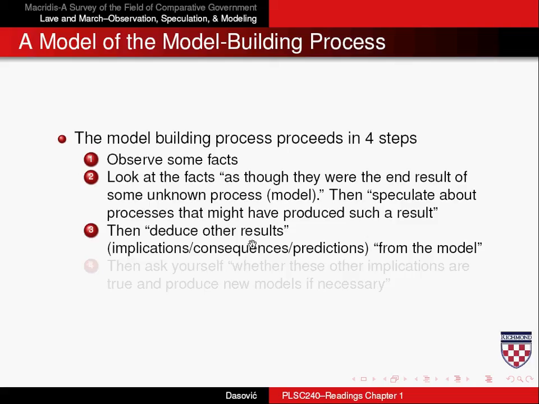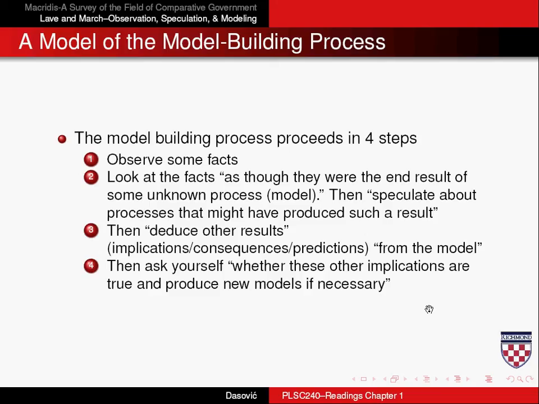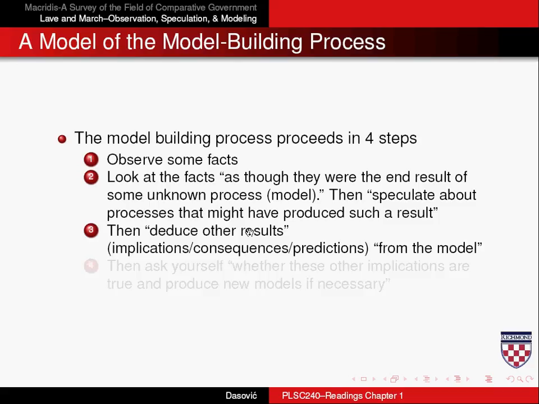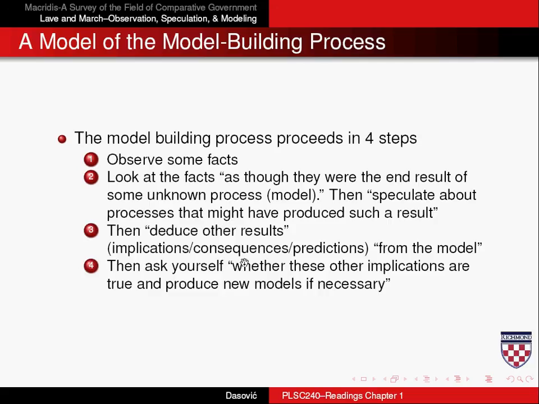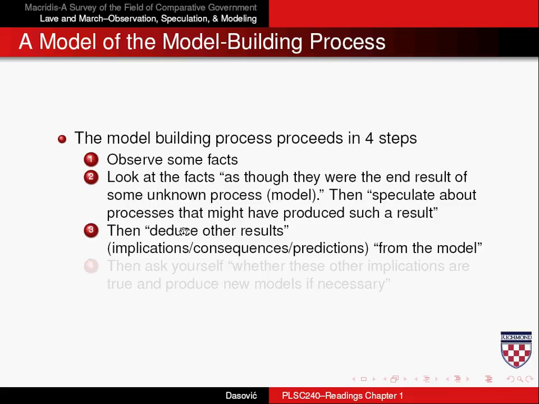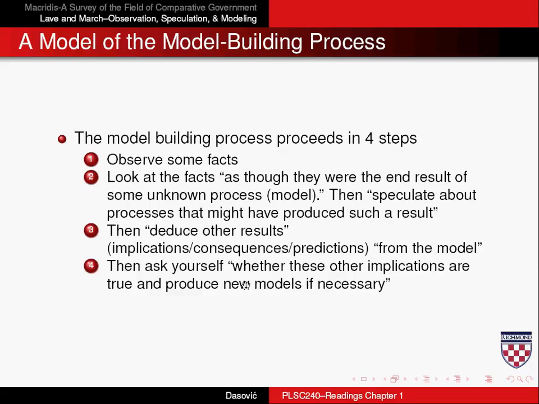So we can actually then test that. We can look to see if that's in fact the case. And if it is, then we know that we have a very good model and a fairly good theory of political life. And the more further results that we can deduce from this initial speculation about the process, the stronger our theory is. Okay, and if, for instance, the deduction of our result in step three, about turnout, is in fact contradicted by reality, then we have to go back and produce new models or adjust.